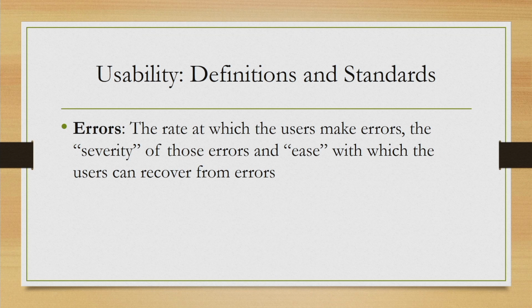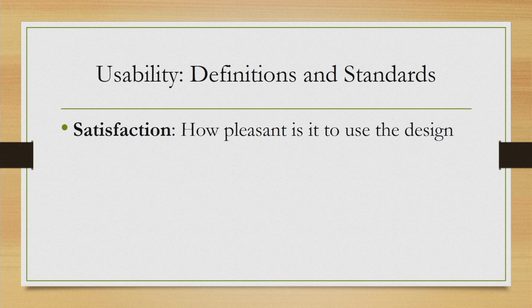Then comes errors: the rate at which the users make errors, the severity of those errors and the ease with which the users can recover from the errors. All three are important: the rate, the severity of the errors and the ease with which a user can recover from an erroneous situation. And finally, satisfaction. It is a measure of how pleasant the interface is, as perceived by the user.